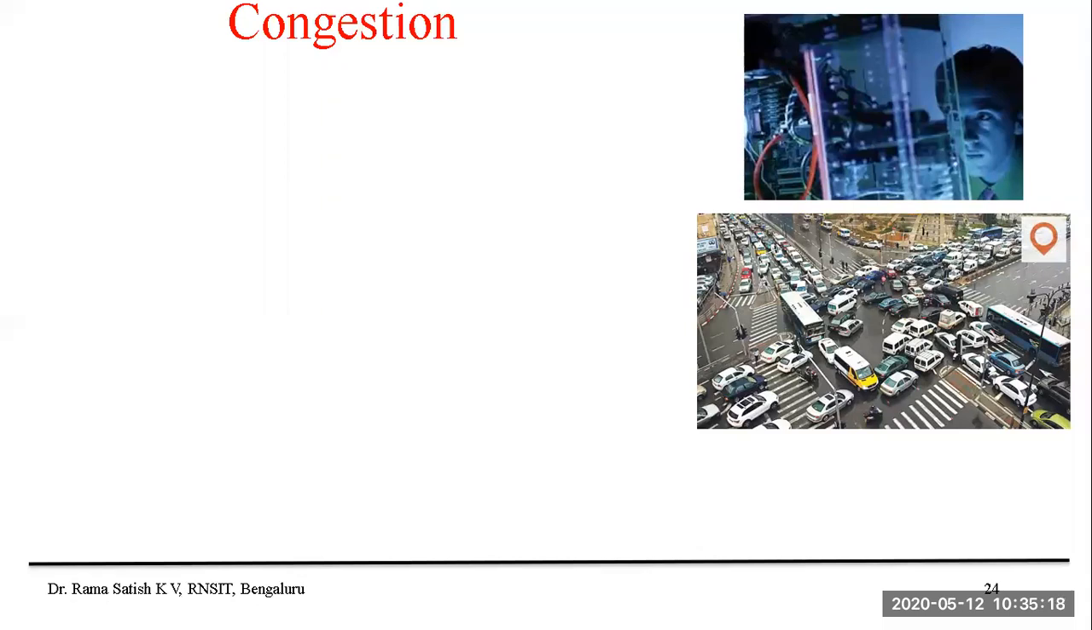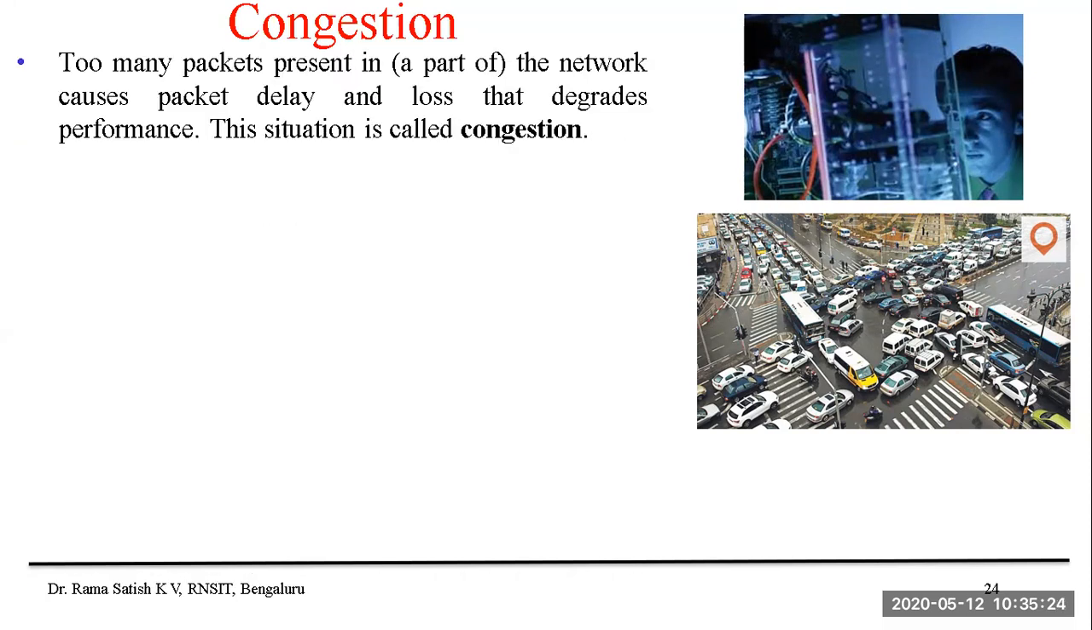Jam, where packets will move slowly. So congestion can be defined like this: too many packets present in the network causes packet delay, or sometimes loss of the packets. That normally happens once the queue fills up, the intermediate nodes will drop the packets. Certainly, when dropping of packets happens, that will degrade the performance of the entire network. This situation we call congestion.